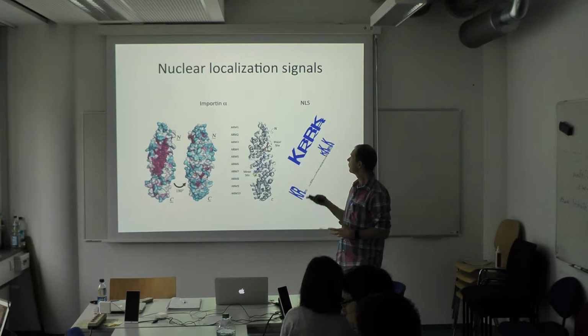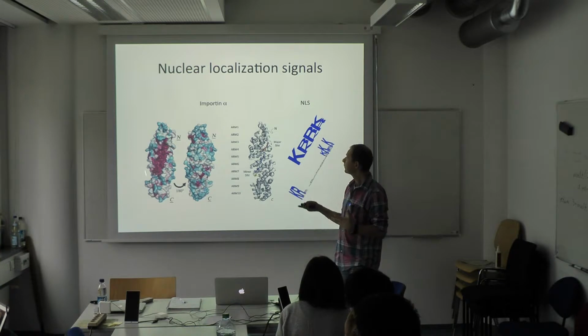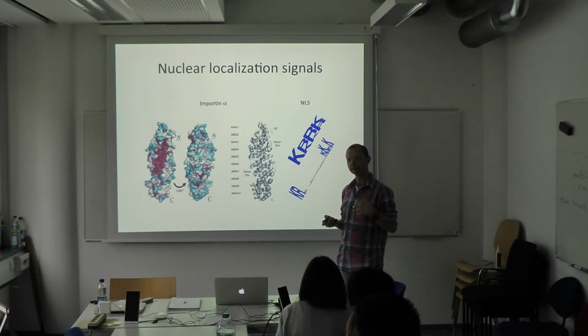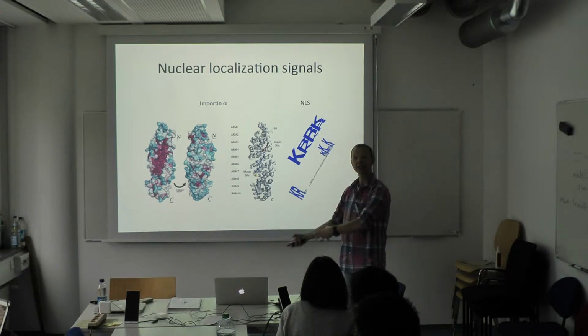So I mentioned that there are so-called importins, and one of them looks like this. So this is importin alpha. In fact, it has a partner called importin beta. And importin alpha plays the role of being an adapter protein, which means that it's actually responsible for interacting with the cargoes, those proteins that are going to be incorporated into the nucleus.